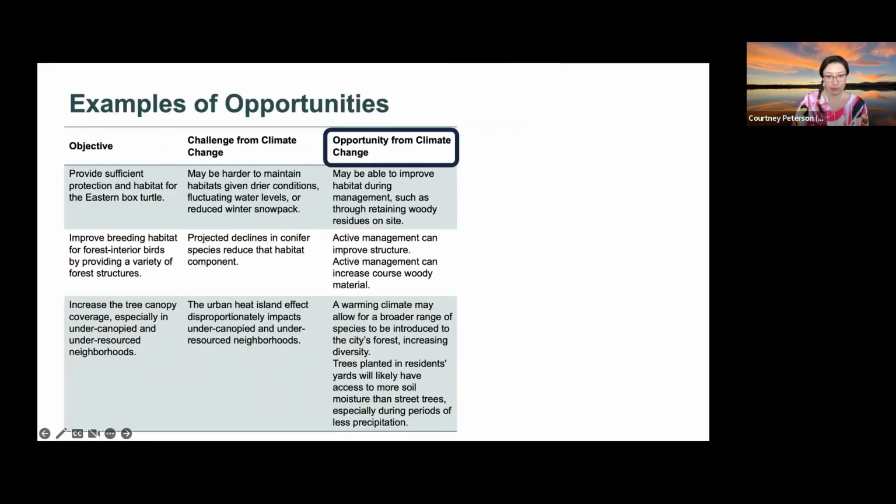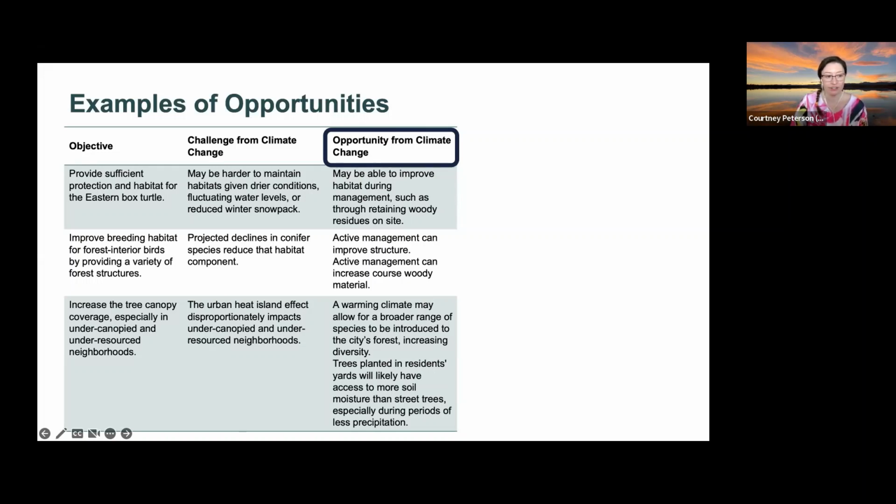And so some examples of opportunities for those 3 management objectives. For providing habitat for the eastern box turtle, an opportunity from climate change might be that we might be able to improve habitat during management, such as maintaining and retaining woody residues on site. For improving that breeding habitat for forest interior birds, a climate opportunity might be that active management can really help us improve forest structure and create more of that heterogeneity and diversity in the canopy. And active management can also increase coarse woody material.